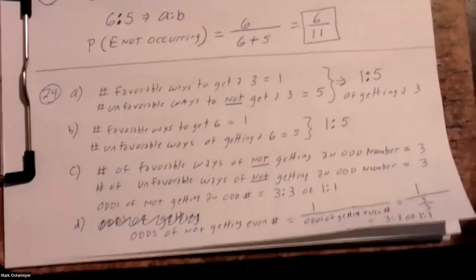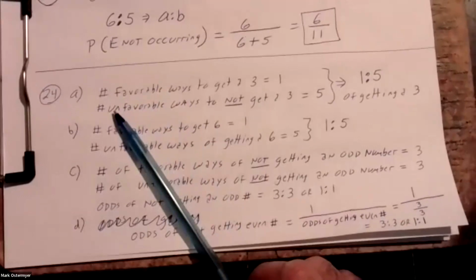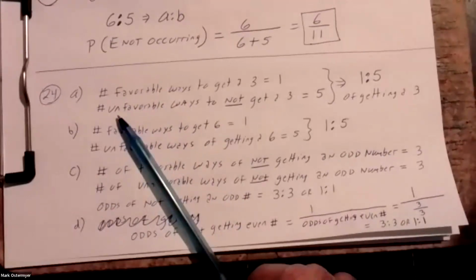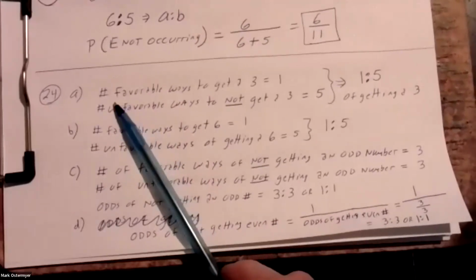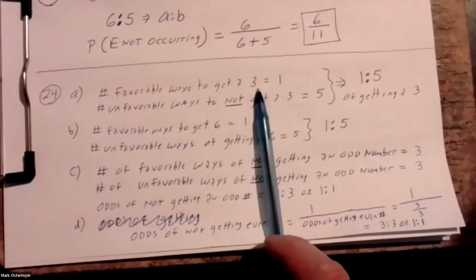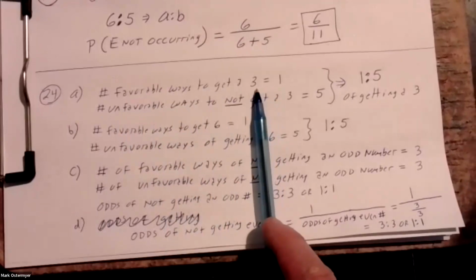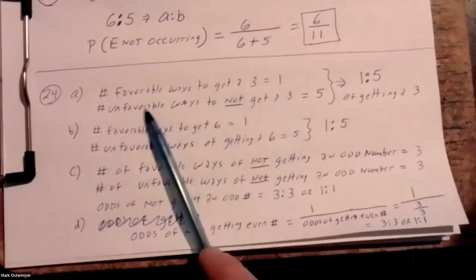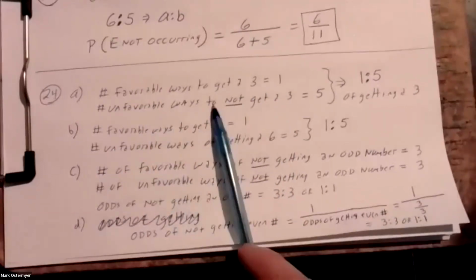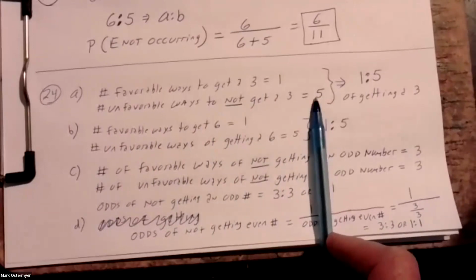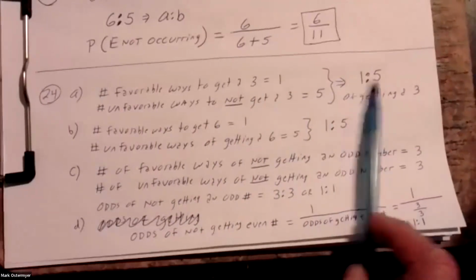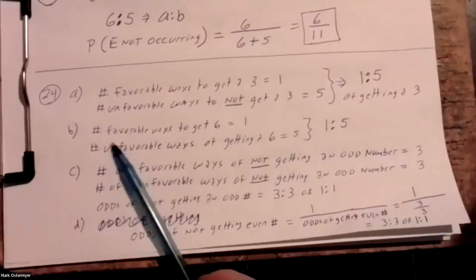All right, so let's see if we can begin to look at a couple of these here. What's the odds of rolling a 3? Well, how many favorable outcomes yield a 3? There would be 1, correct? How many unfavorable outcomes would not yield a 3? Well, there's 5 unfavorable outcomes that would not yield a 3. So the odds of rolling a 3 would be 1 to 5, 1 to 5 odds of getting a 3.